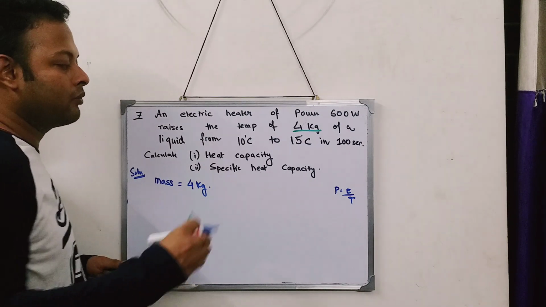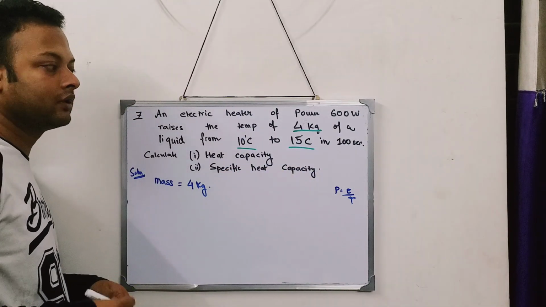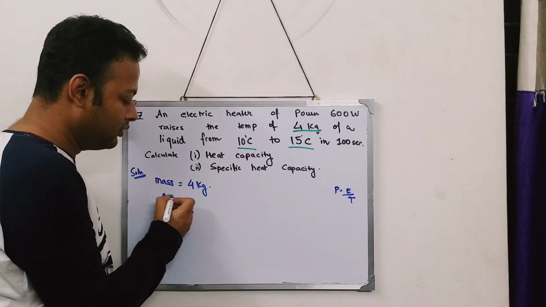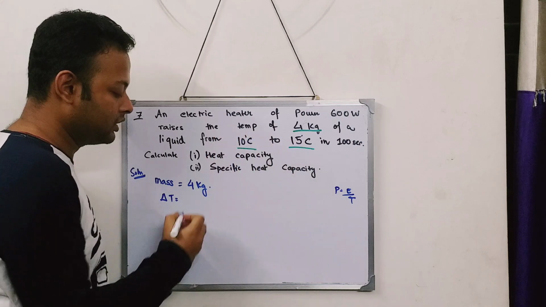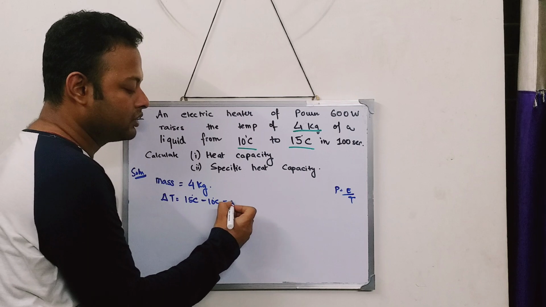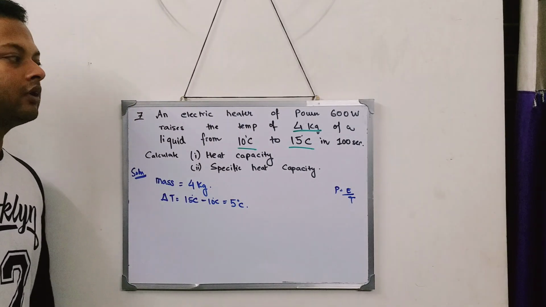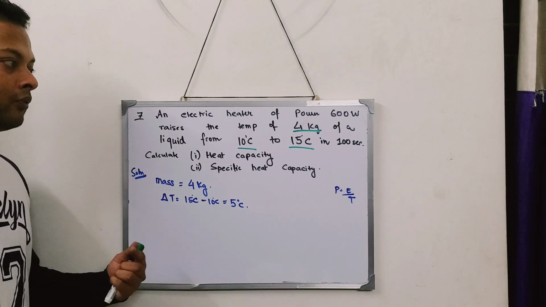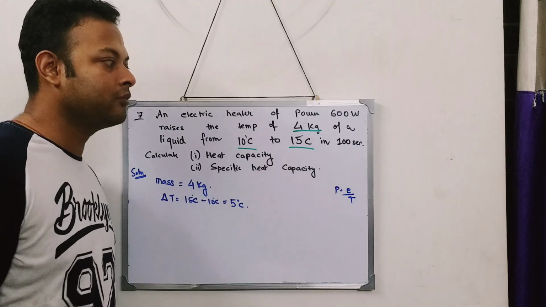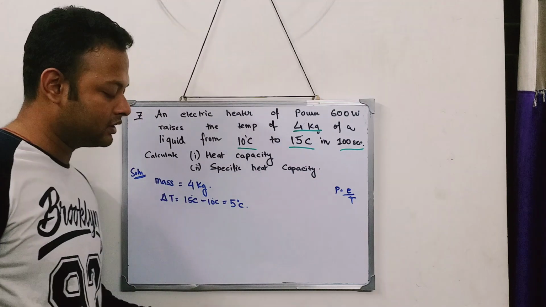Now it has to go from a temperature of 10 degrees to 15 degrees. So 10 to 15, that is delta T. My delta T value is final minus initial, so that is 15 degrees centigrade minus 10 degrees centigrade, which is equal to 5 degrees centigrade. That is the delta T value. To make the body rise from 10 to 15, it requires some time, and that time is given as 100 seconds.